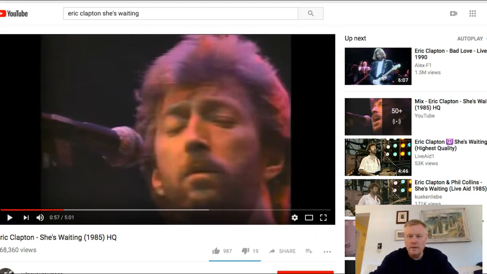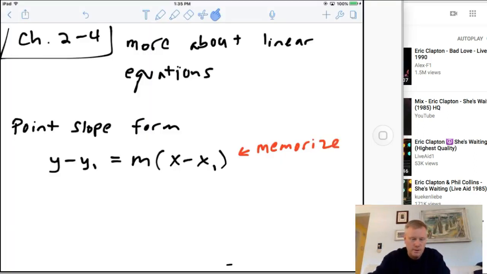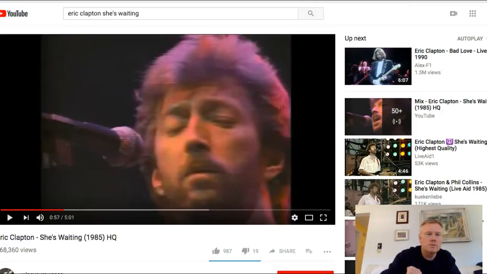Hey there. Today we're going to be looking at chapter 2-4, more about linear equations, specifically more about point-slope form, which we push harder in Algebra 2. I think we introduce it in Algebra 1, but really don't do as much with it.